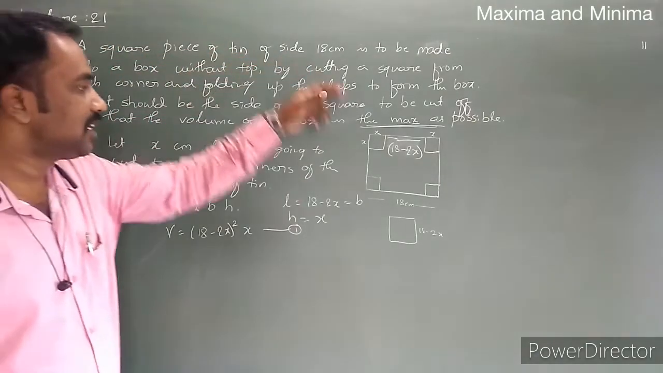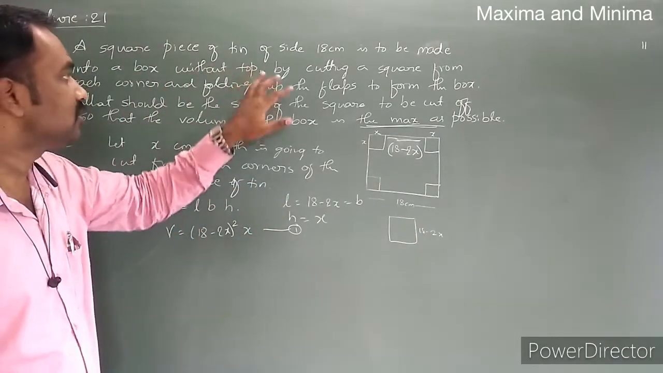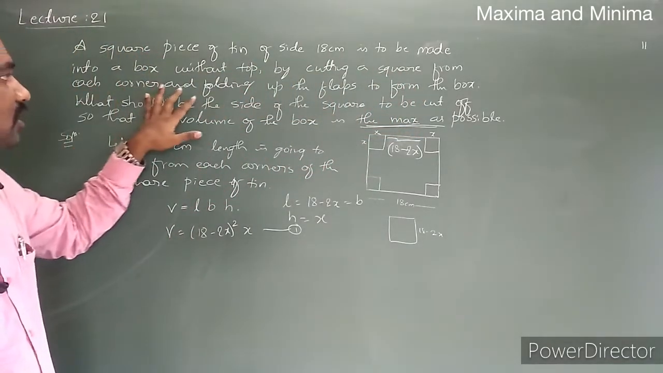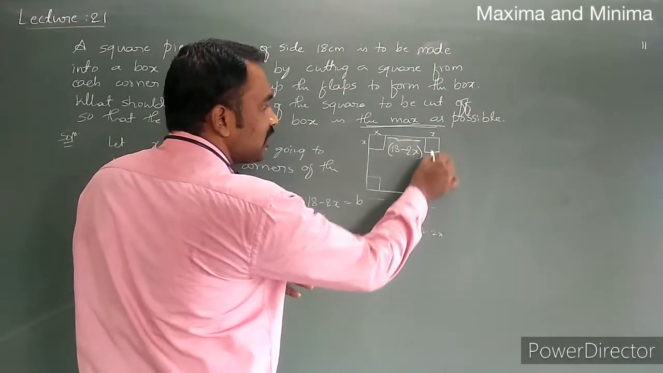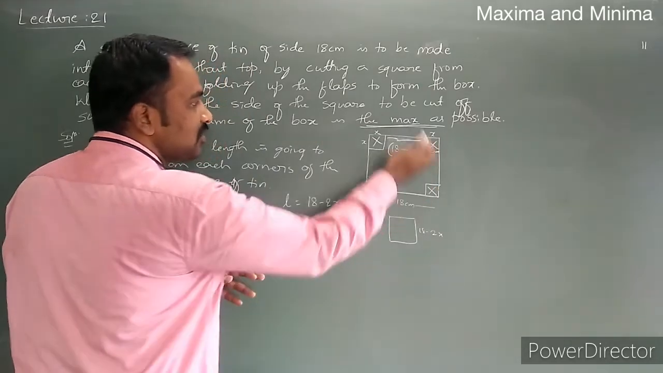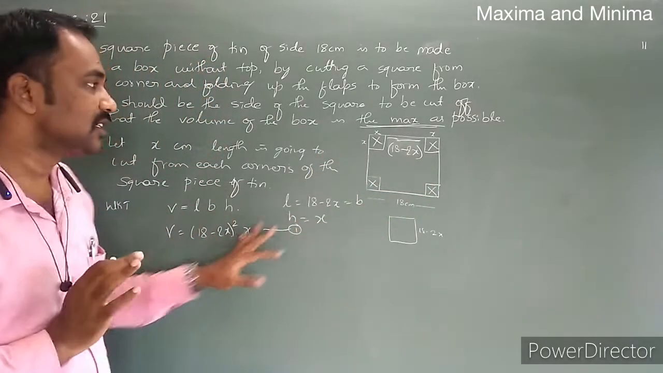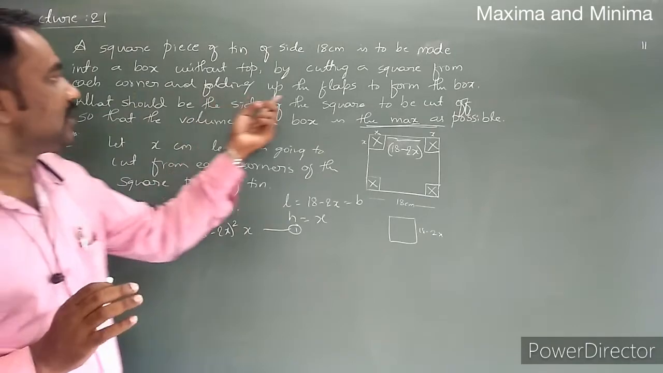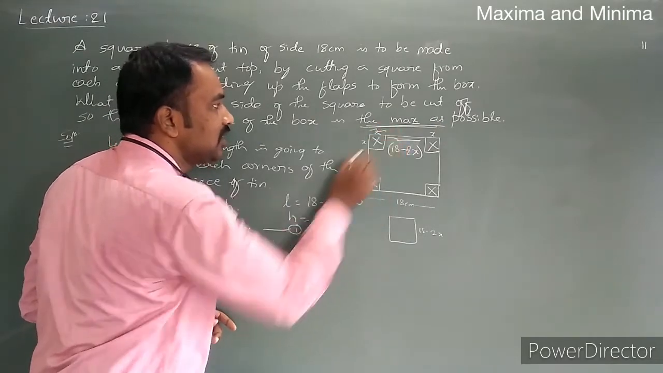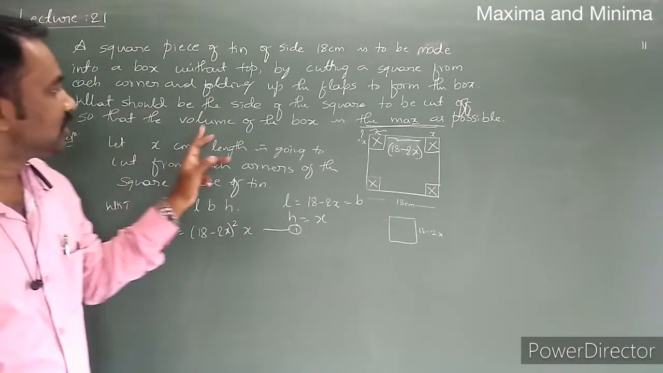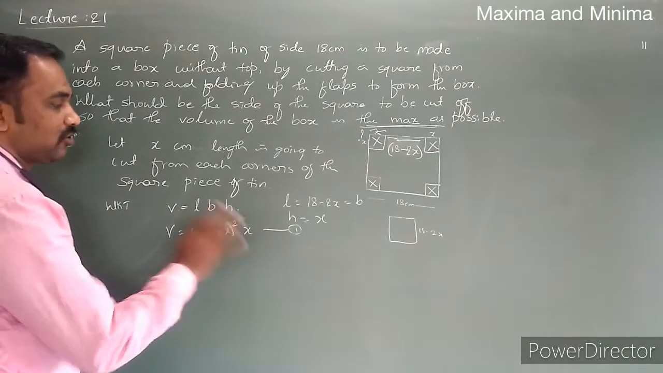A square piece of tin of side 18 cm is to be made into an open box, a box without the top, by cutting a square from each corner and holding up the flaps to form a box. We have to cut the square from each corner. Each corner I have just cut the square to make the box. These flaps are left, holding up to get the box. What should be the side of the square to be cut so that the volume of the box is maximum? So we have to make the volume a maximum.